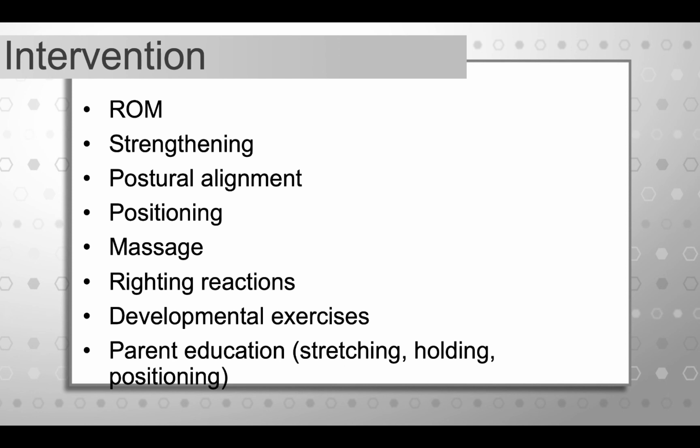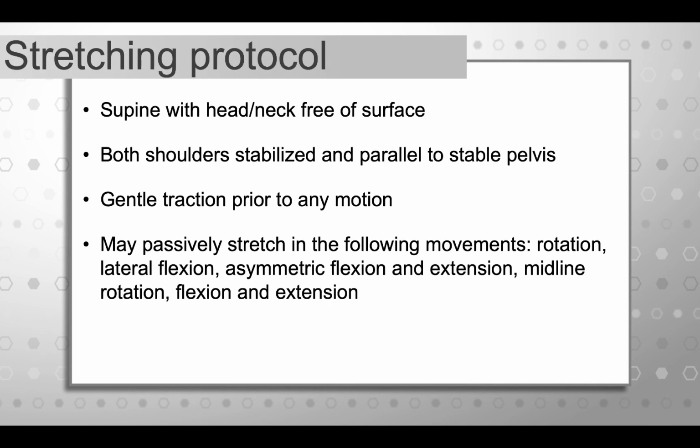And again, the stretching protocol is pretty simple, and you can pretty easily find different stretching protocols for torticollis online, but they all are pretty much the same. So I've written one out here. Babies are usually supine on a bed with their head and neck free of the surface, so you're holding and supporting them. You want to stabilize the shoulders, and luckily babies are tiny enough that you can do this.